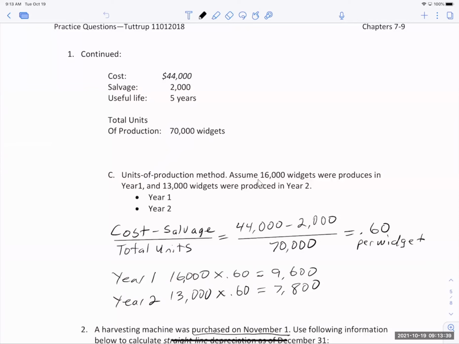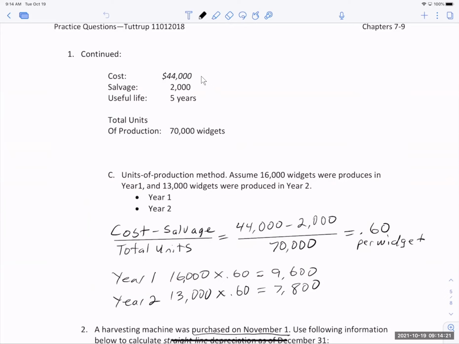Let's assume that 16,000 widgets were produced in year 1 and 13,000 widgets were produced in year 2. Well, what we need to do is find out how much we're going to depreciate per widget. Okay, so the formula for this, how are we going to systematically allocate it? The rules of the game is this: cost minus salvage divided by total units. The other one was cost minus salvage divided by useful life. This one is cost minus salvage divided by total units.